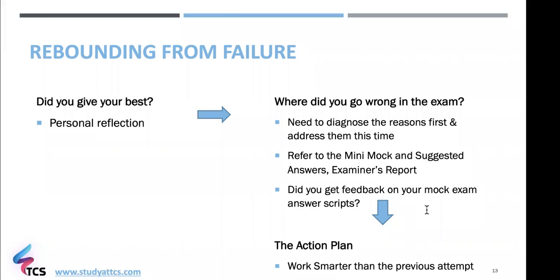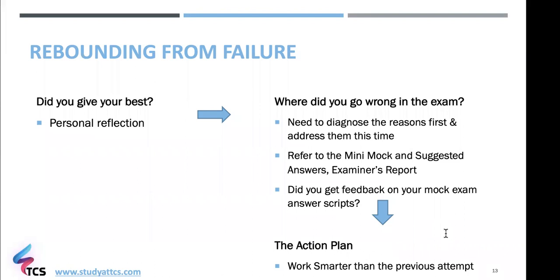So if you gained less than 60 marks last time, definitely you have to go for tutor feedback this time in order to stand a chance to pass the exam. And based on these shortcomings, you need to come up with an action plan, and the action plan should be to work smarter than the previous attempt.